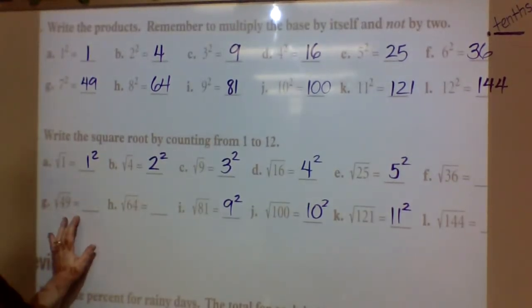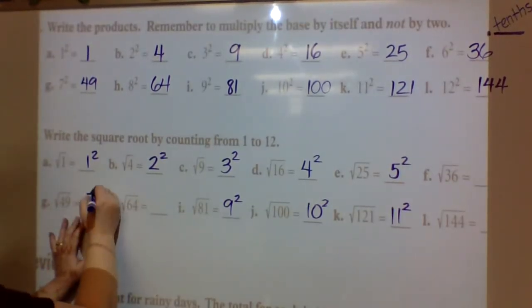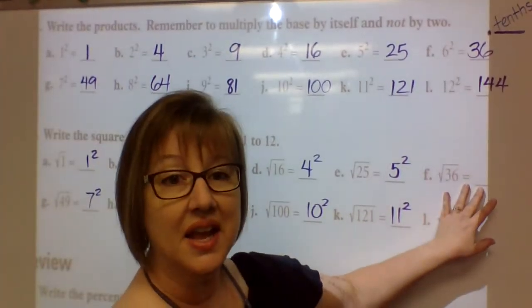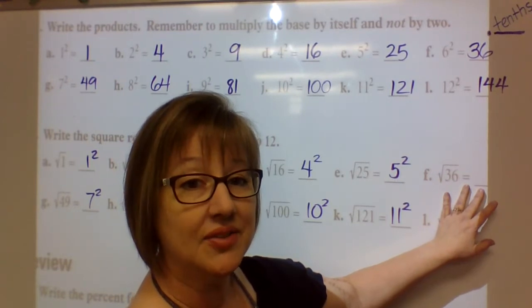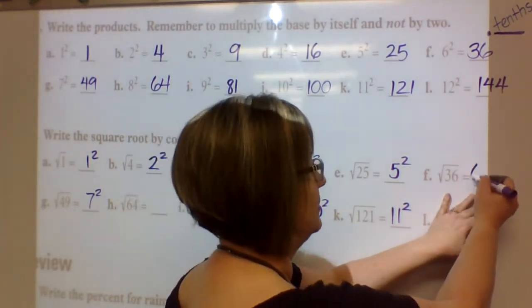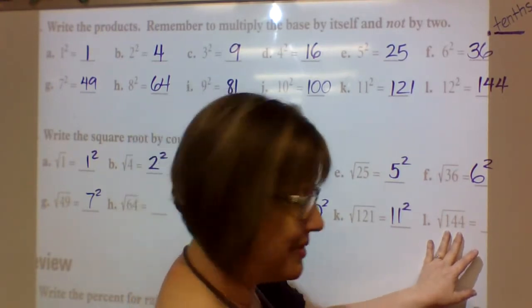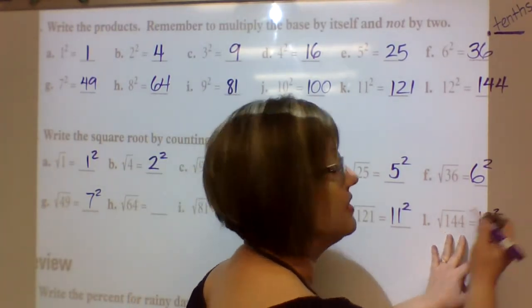What times itself equals 49? 7 times itself. 7 times 7 is 49. Yeah, you'll figure this out here in a second. What times itself equals 36? 6 times itself equals 36. Okay? What times itself equals 144? 12. 12 times 12 is 144.